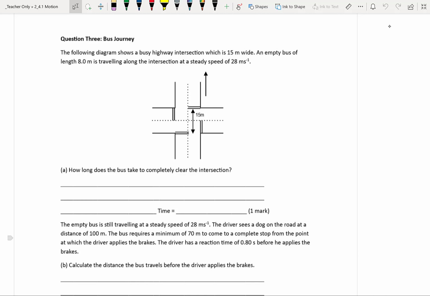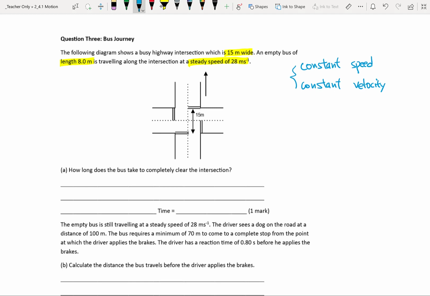Okay, now let's go through question 3. The following diagram shows a busy highway intersection which is 15 meters wide. An empty bus of length 8 meters is traveling along the intersection at a steady speed of this one. Okay, so steady speed means what? Steady speed means constant speed or constant velocity.